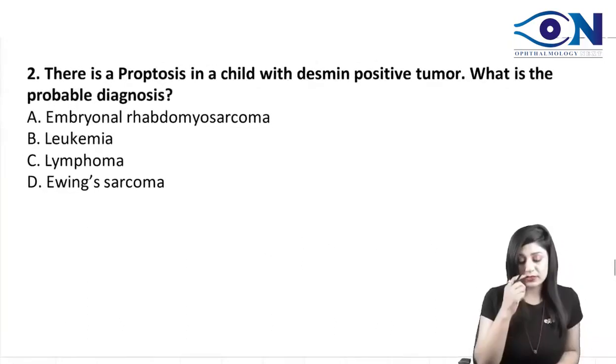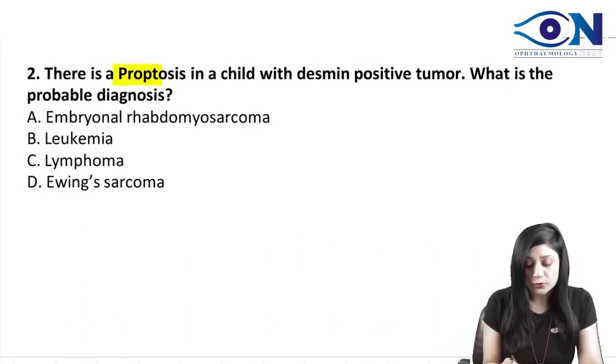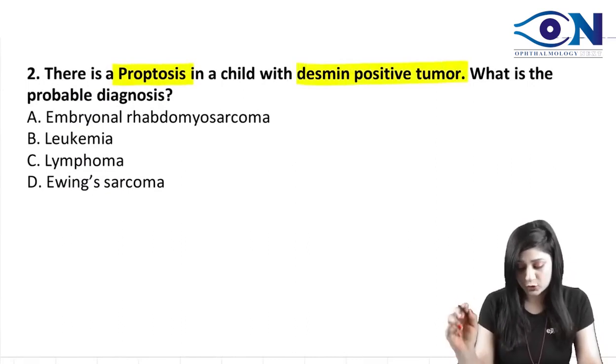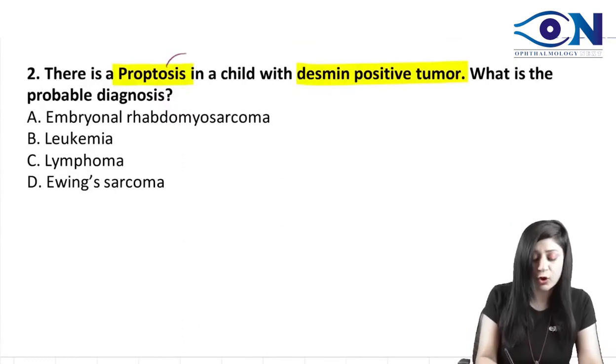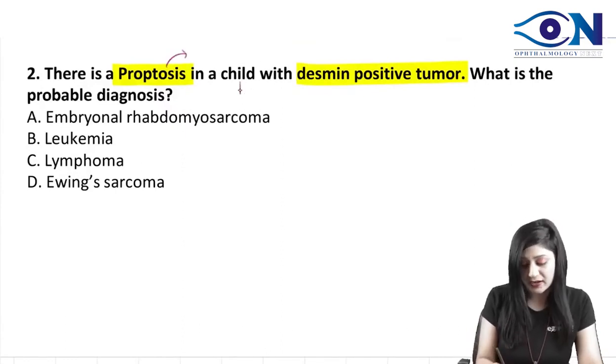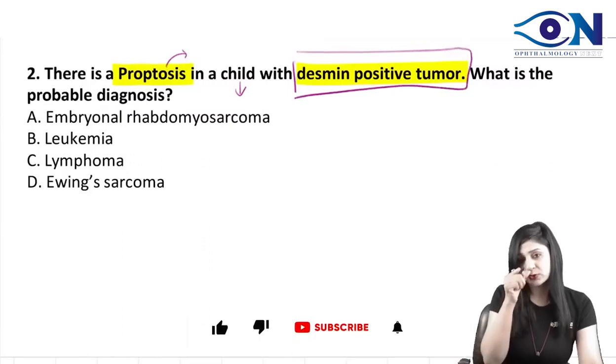Now see this question. There is a proptosis in a child. This is ophtha plus patho. Proptosis along with a Desmin positive tumor. Now there are two things. First of all, if I am talking about proptosis in a child, and they have already admitted that it's a tumor, which tumor is most common in the children?